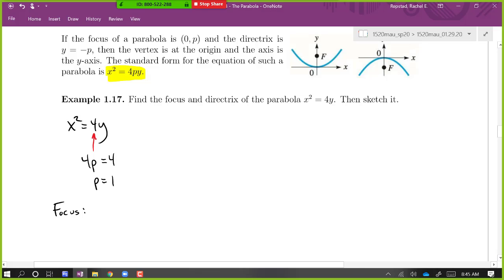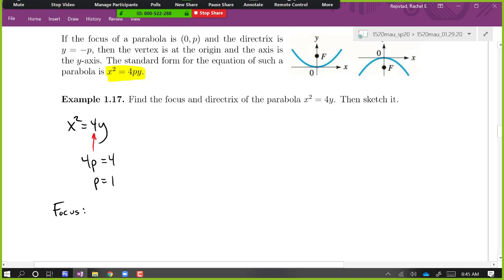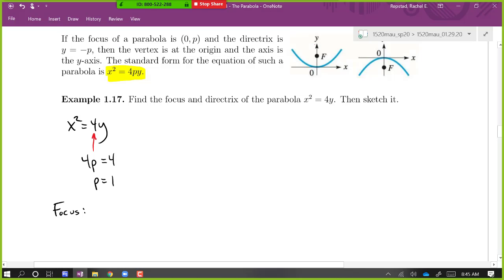That means the focus is going to be on the y-axis, like we see in these little sketches near the top. So p will give you, if your vertex is at the origin, a coordinate of the focus. If it opens horizontally, it gives you the x coordinate. If it opens vertically, it'll give you the y coordinate.